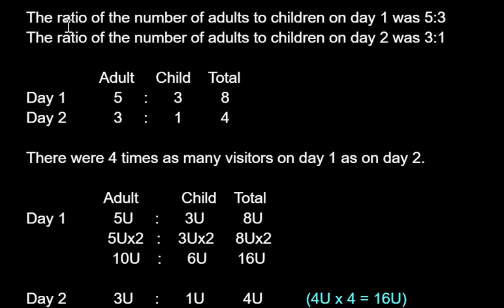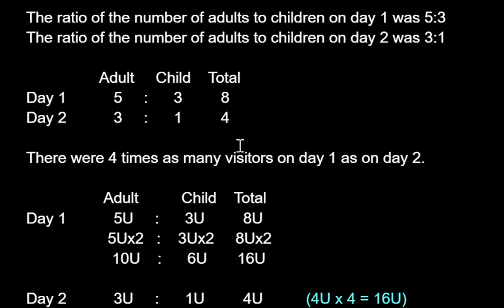The ratio of the number of adults to children on day 1 is 5:3. The ratio of the number of adults to children on day 2 is 3:1. So you have these two pieces of information: adult, children, day 1, day 2. What you need to do is to create a table. You have two things, adult and children, and you ignore the total first. I will explain later. Then you have two events, day 1 and day 2. Day 1 is 5:3, day 2 is 3:1. So you have created the table.